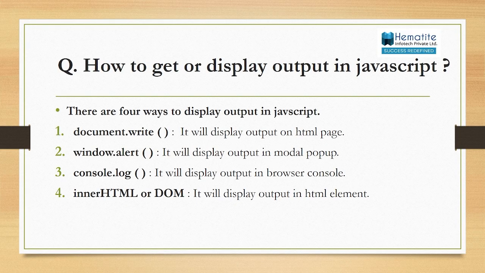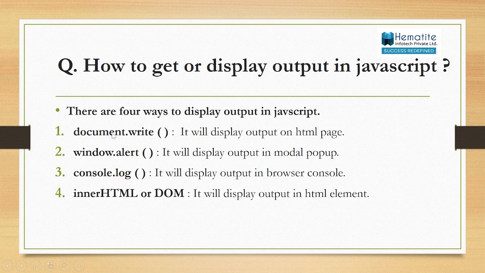In an interview, there can be a question: how to get or display output in JavaScript. Friends, there are 4 ways to display output in JavaScript. First is document.write, second window.alert, third console.log, and fourth is innerHTML.